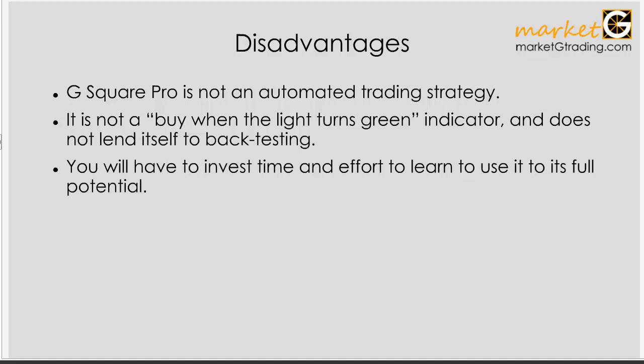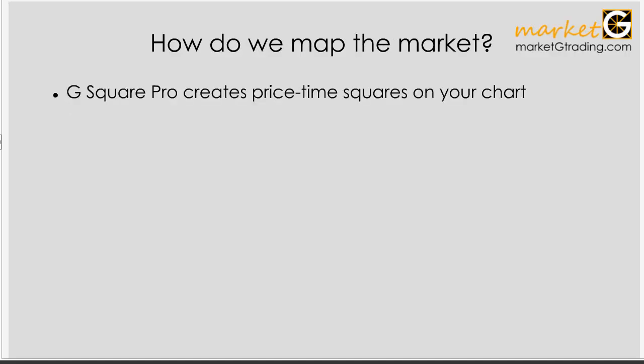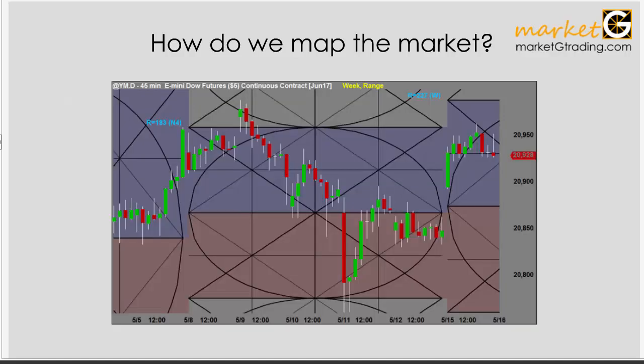You are going to have to invest some time and effort to learn how to use it to its full potential. So how do we go about mapping the markets? G-Square Pro creates price times squares on your price charts. Here's an example. This is a weekly cycle chart of the Dow Jones futures.